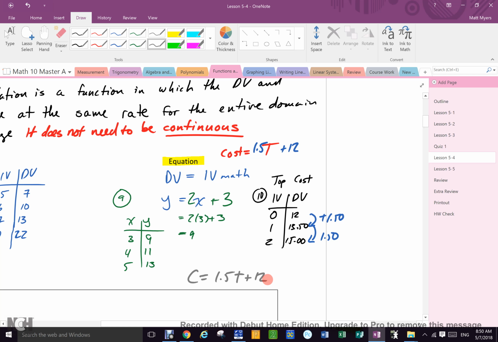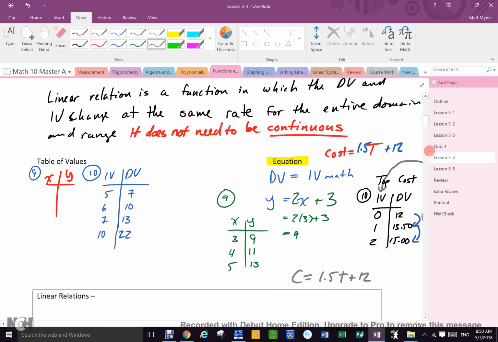Now, if I want 5 toppings on my pizza, how much is pizza going to cost me? It's tough to do 1.5 times 5. It wasn't nice of me. What is it? 19.50. Everybody cool? Here's what you do. This number multiplies your IV. Then you do the adjustments needed. Everybody cool?